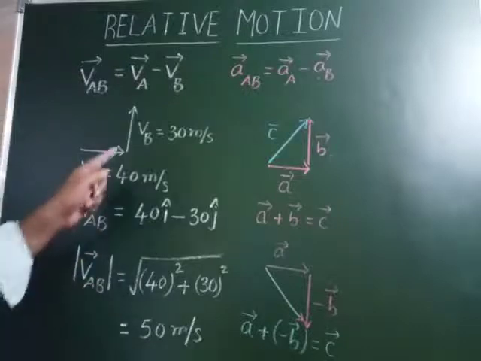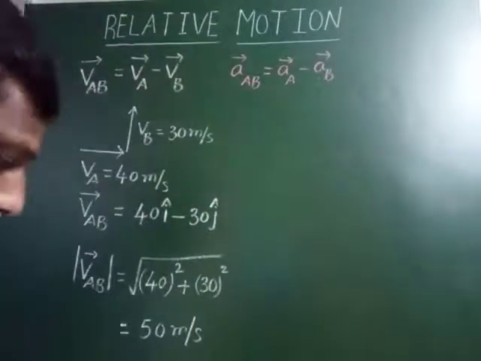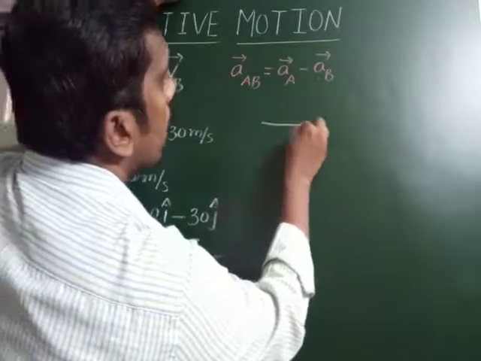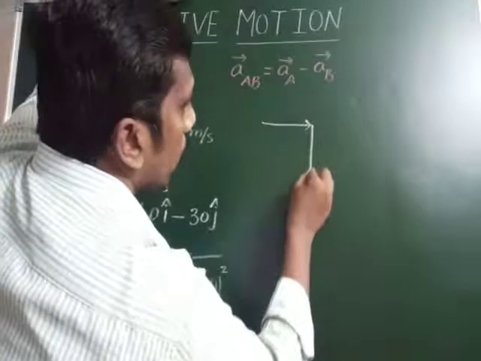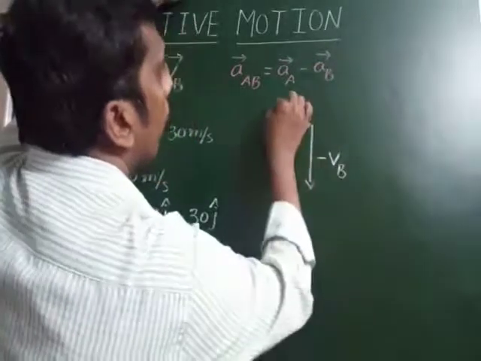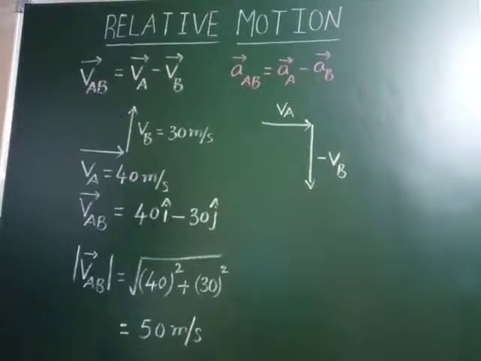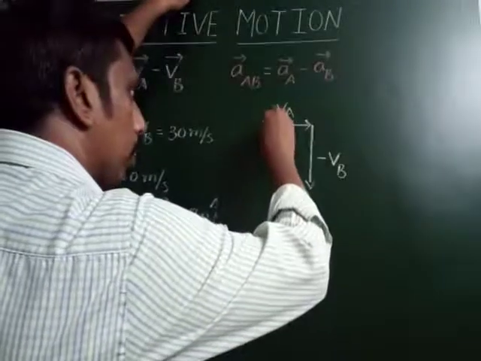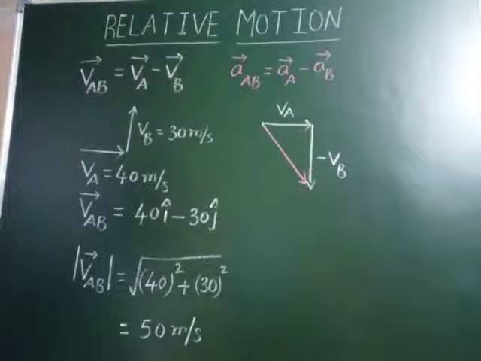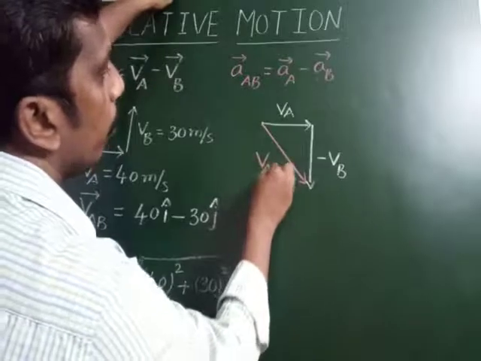In a similar manner, here also we get the resultant velocity. To get it, you reverse the direction of VB. This is the direction of VA. You reverse the direction of VB, then you get minus VB in this direction, VA in this direction. The closing side of these two vectors gives the resultant of these two vectors, in reverse direction. Now this is the resultant velocity of A with respect to B.